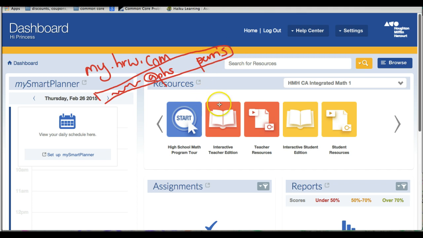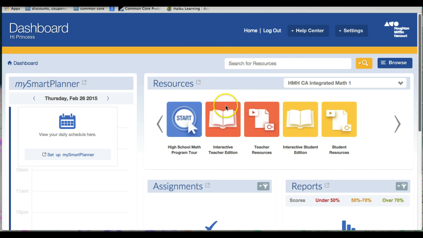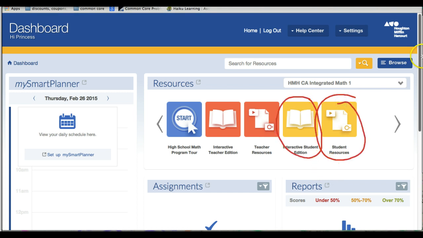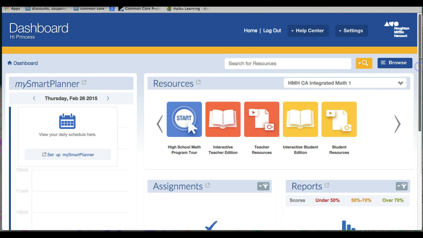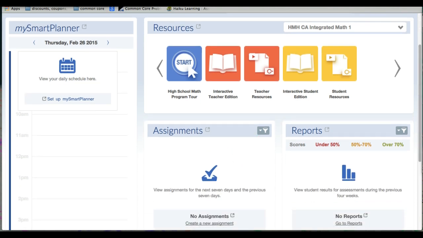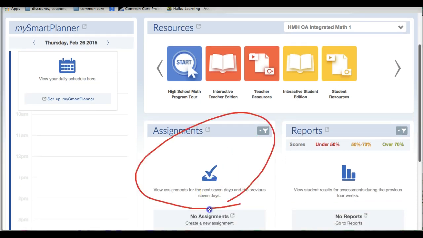And once you log in, you'll see something like this. Now, of course, this is the teacher account. So I have many things over here. But when you look at your screen, you'll only have these two right here. You'll only have Interactive Student Edition and Student Resources.